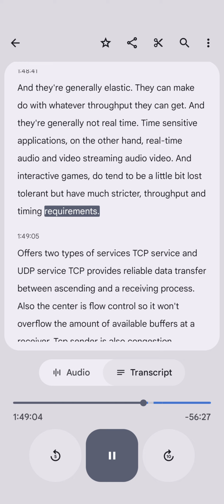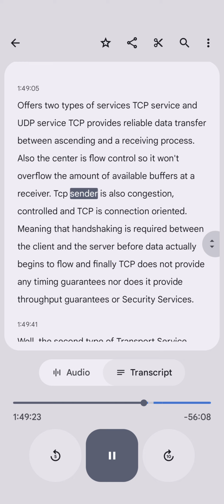The Internet's transport layer only offers two types of services: TCP service and UDP service. TCP provides reliable data transfer between a sending and a receiving process. Also, the sender is flow controlled, so it won't overflow the amount of available buffers at a receiver. The TCP sender is also congestion controlled, and TCP is connection oriented, meaning that handshaking is required between the client and the server before data actually begins to flow. And finally, TCP does not provide any timing guarantees, nor does it provide throughput guarantees or security services.